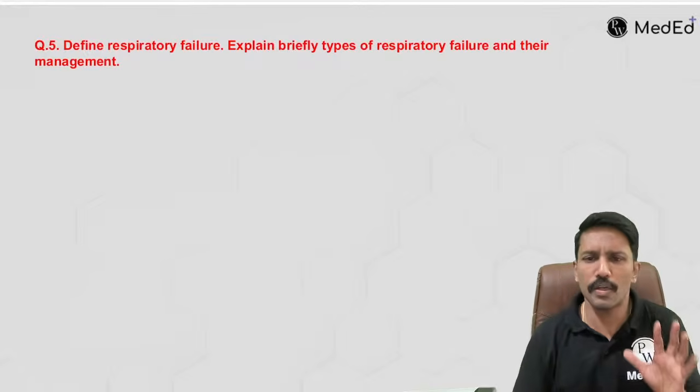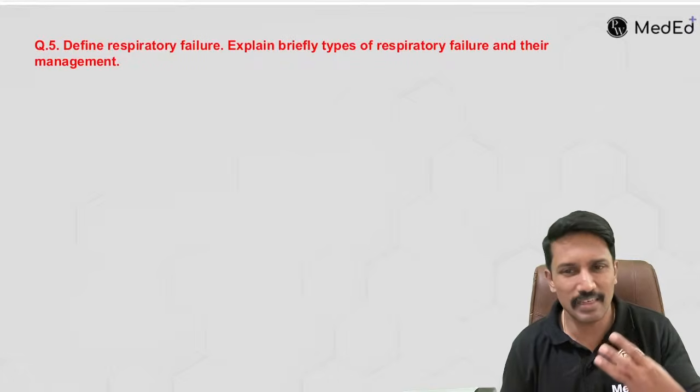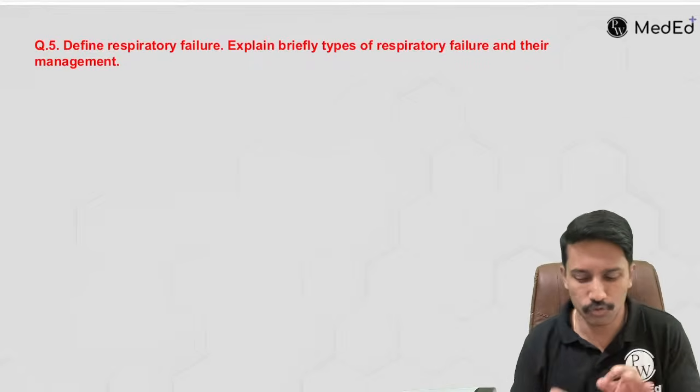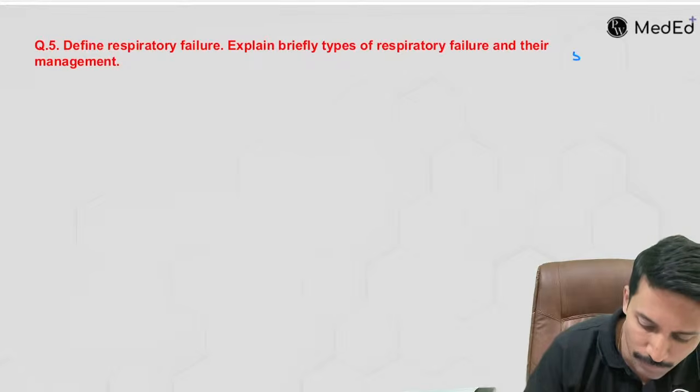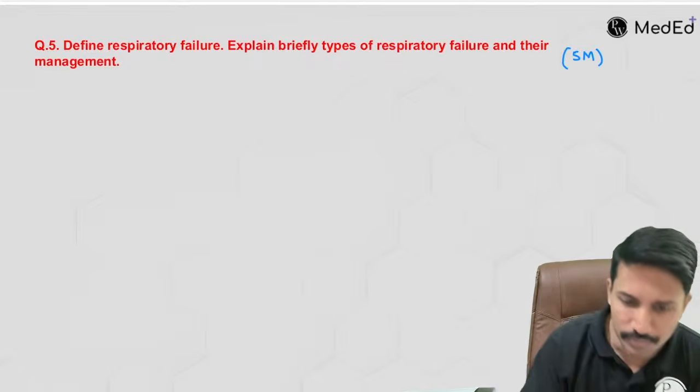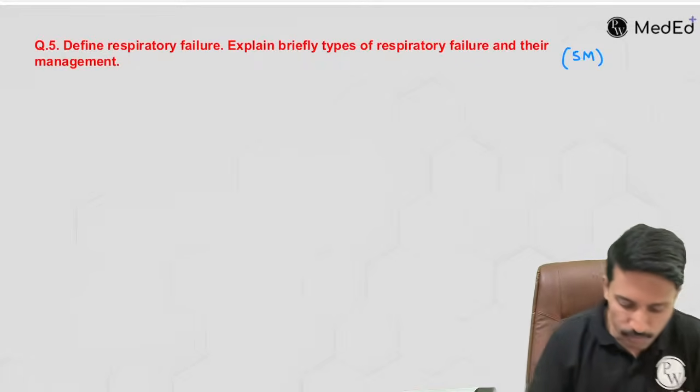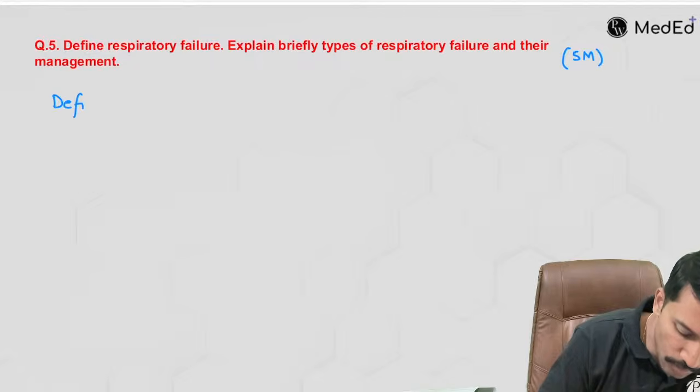Now, this is usually going to be a 5-mark question or maybe 3 marks, unlikely to be a 10-mark question. So, for a 5-mark question on respiratory failure, what all points I should write, right? So, first we will begin with definition. What definition we should write for respiratory failure?